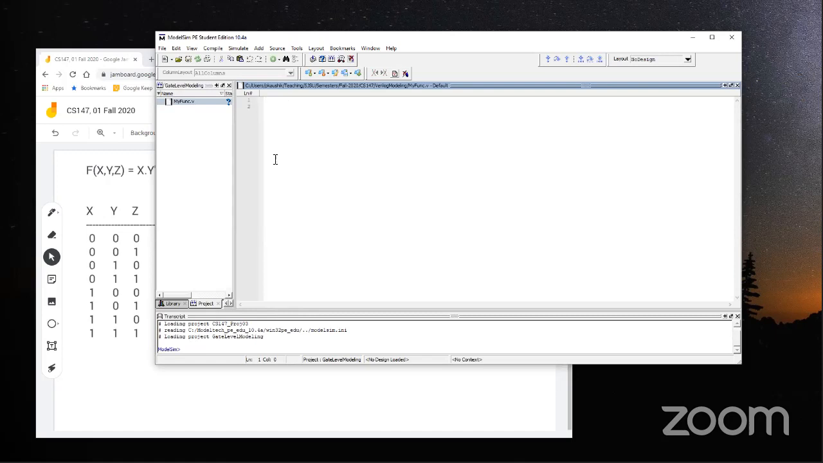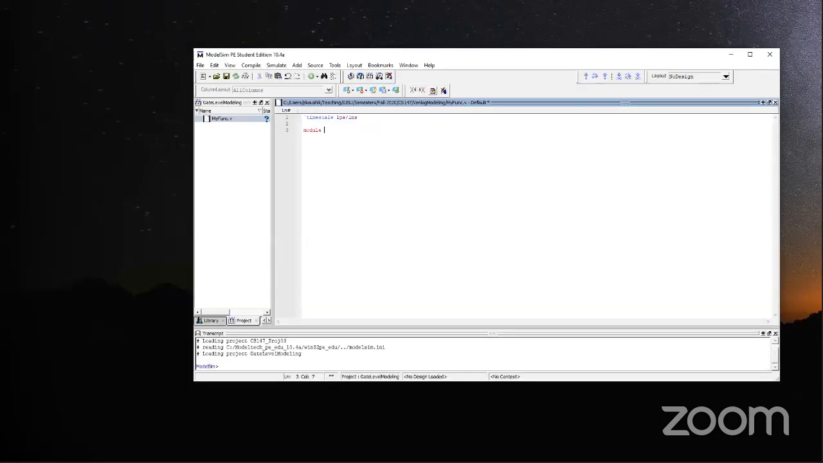So I hope everybody can see my screen now. Yeah, looks good. Timescale 1 ps. Okay. Module. So this is the function.